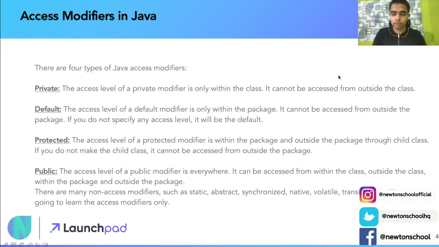So basically, there are 4 types of Java access modifiers. What are those 4 types? Let's see. First one is private, default, protected, and public. Let's start one by one and try to understand what these access modifiers actually mean. And we will see by the code what is the use case of them. Starting with the first, private.